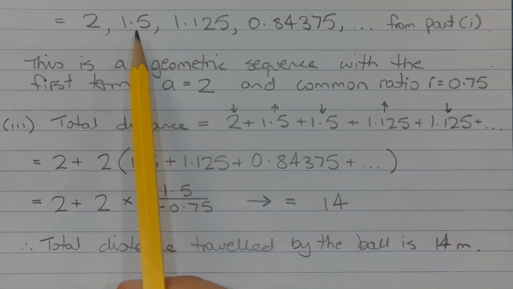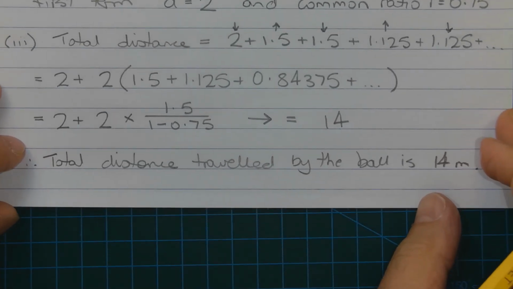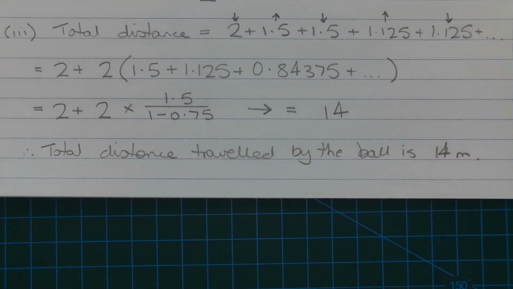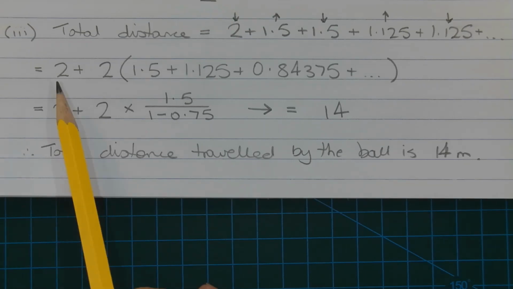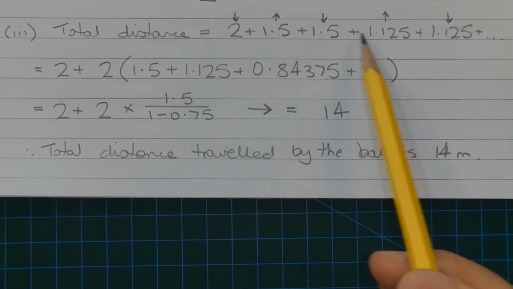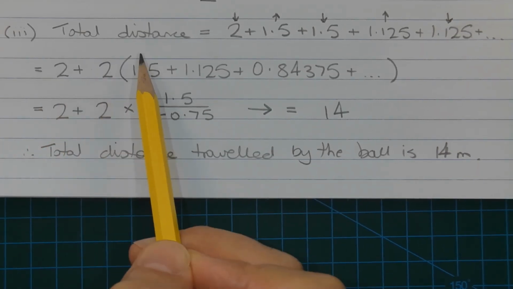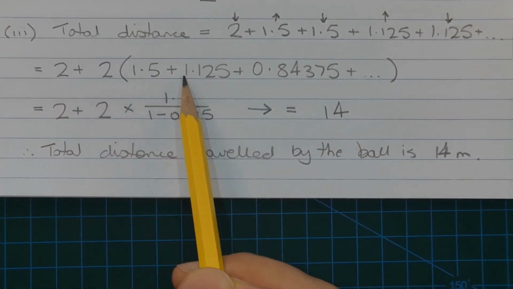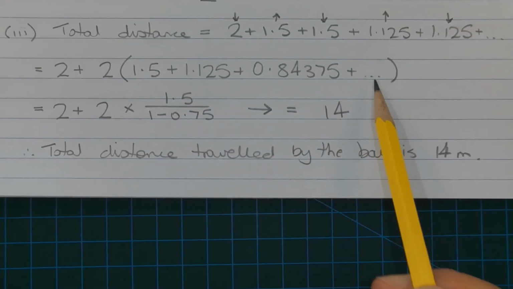Ignoring the 2, each subsequent term is doubled because the ball has to rise up to a maximum height and then fall back to the ground that same distance that's equal to the maximum height. So we can rewrite this series in this way. Taking out the first term of 2, noting that every subsequent term is doubled, we can write it as 2 plus 2 times, open bracket, 1.5 plus 1.125 plus 0.84375, and so on, close bracket.